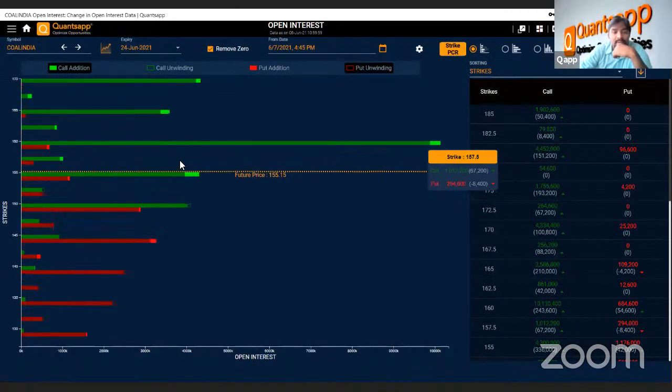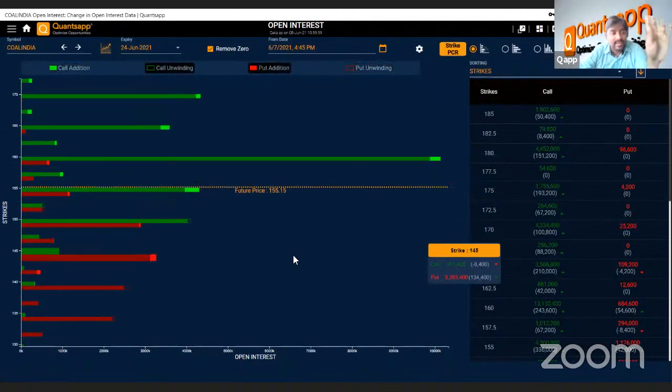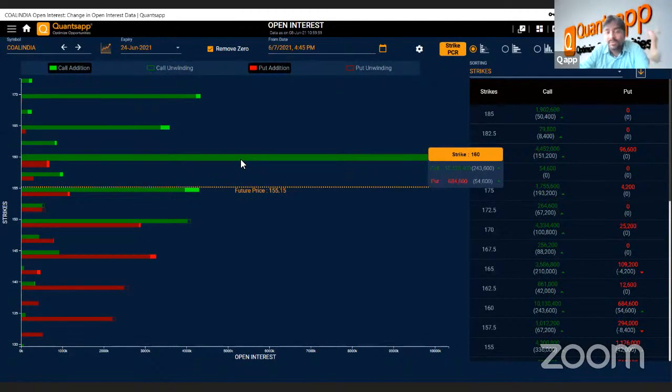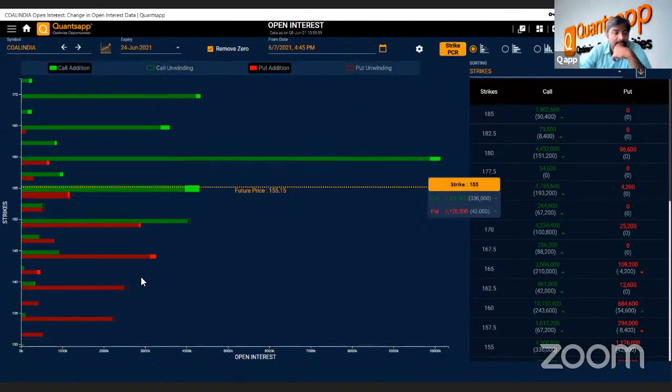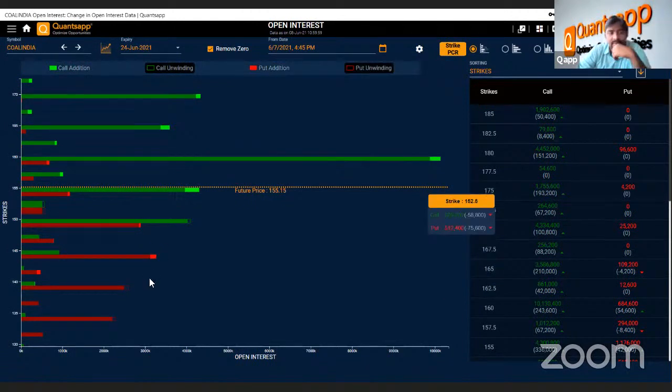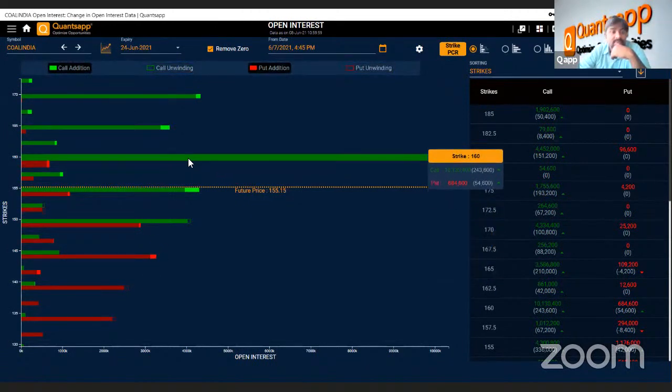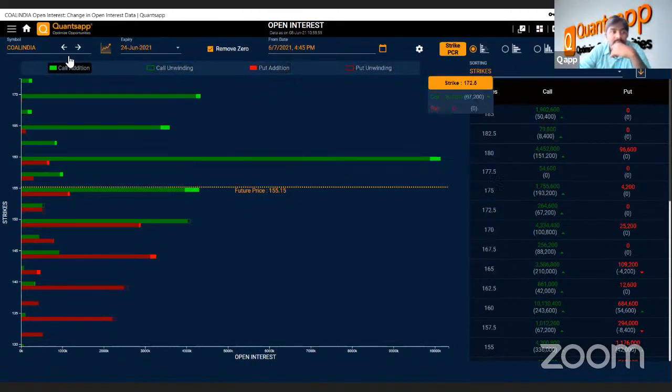By looking at the OI analysis, we have the 160 level, that is the highest OI, so that will be working as a good resistance as of now. On the downside, we don't see any major additions. So that could be an important level for this particular stock in the coming week also.